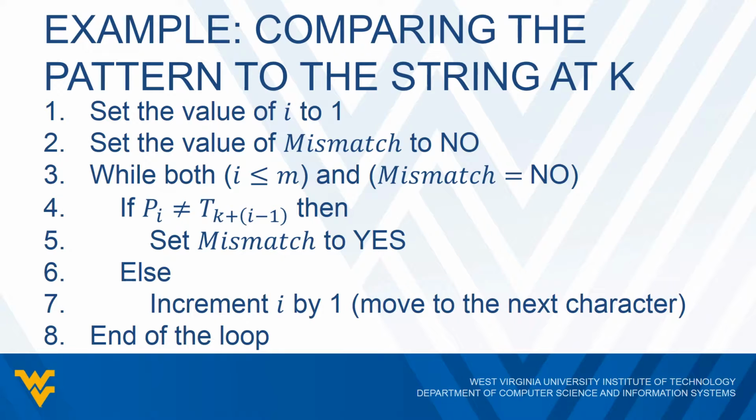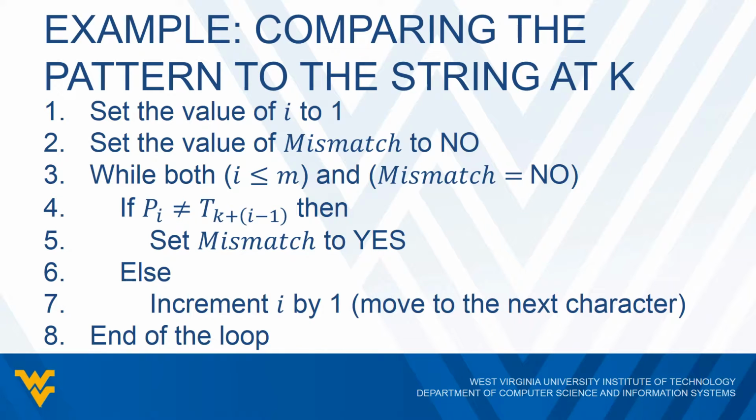Then we have a while loop that says while i is less than or equal to m, so we haven't gotten to the end of the pattern yet, and mismatch is no, so we haven't determined that there's a mismatch, we're going to do steps 4 through 7. In step 4, we're going to check to see if the respective characters match. So we're looking at p_i, and then t_(k+i-1), that's just giving us the appropriate character in the text that's lined up.